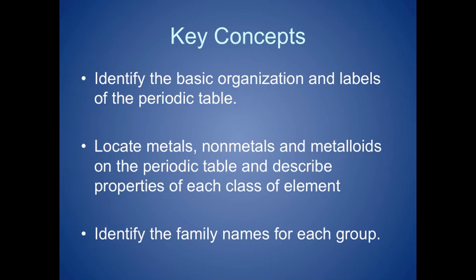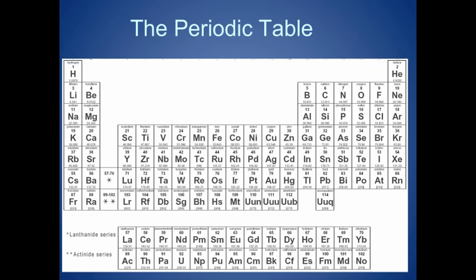And finally, a pretty simple task: there are family names for the different columns or groups, and you're going to need to know those as we move forward because we're going to refer to them a lot, and you also want to know why they're called families. So here it is, our beautiful periodic table. Like I've said, it's often seen as a bit of an instrument of torture, but really it's a very concise way of representing a bunch of information, and it's more of a tool than it is, well, a punishment. It's a great way to get a lot of information in a small space.